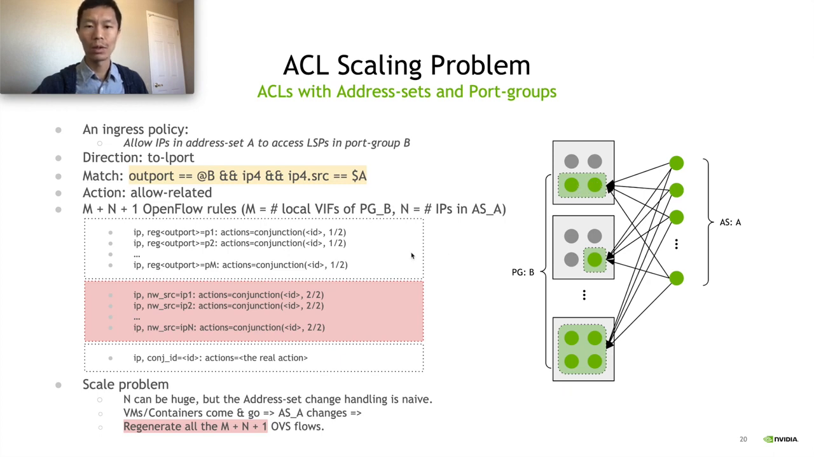So this is translated by ovn-controller into m plus n plus 1 OpenFlow rules on a node. M is the number of local interfaces of port group B, and n is the number of IP addresses in address set A. So n can be huge. And the red part is the scaling problem. There will be n number of flows in the red part.